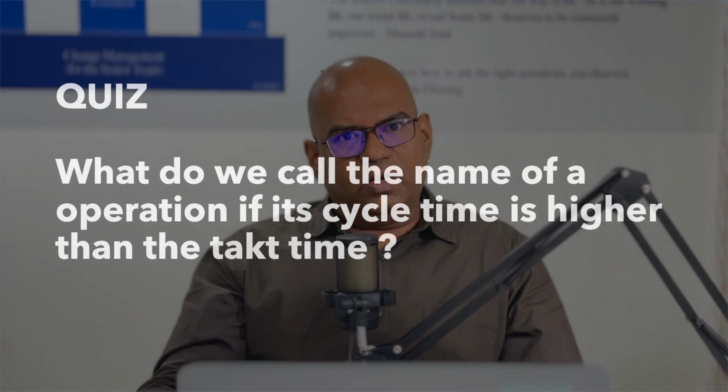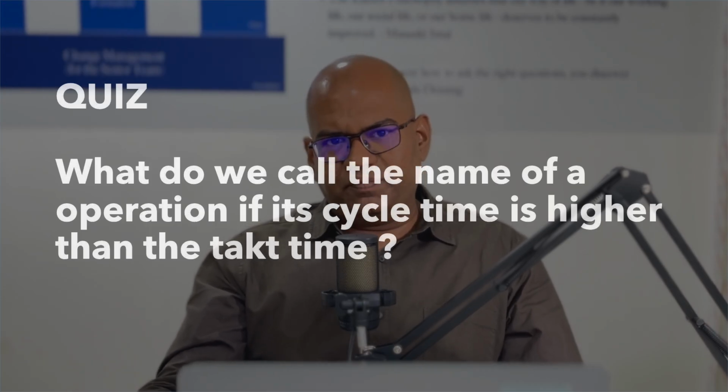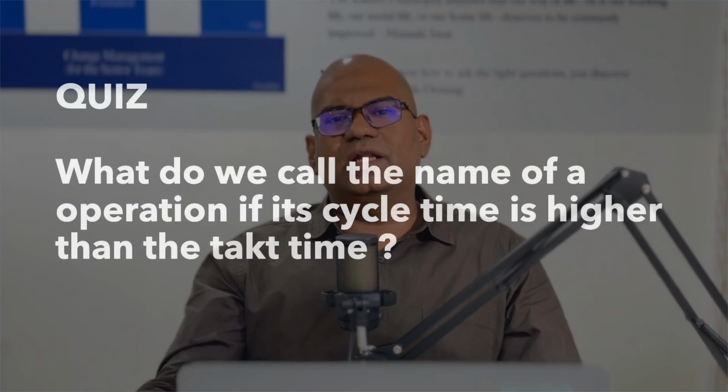So the question for this particular video is, what do we call when the cycle time of a particular operation is higher than the takt time required? What do we call this particular operation? There is a name for this process. So when the cycle time is higher than the takt time, what do we call this activity? That is the question for this video.